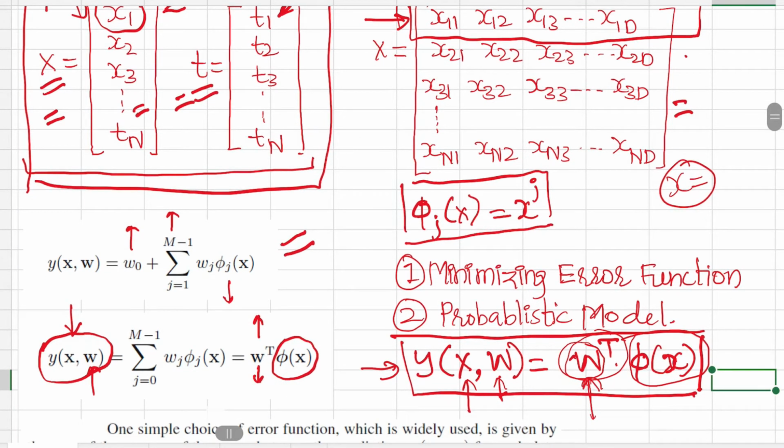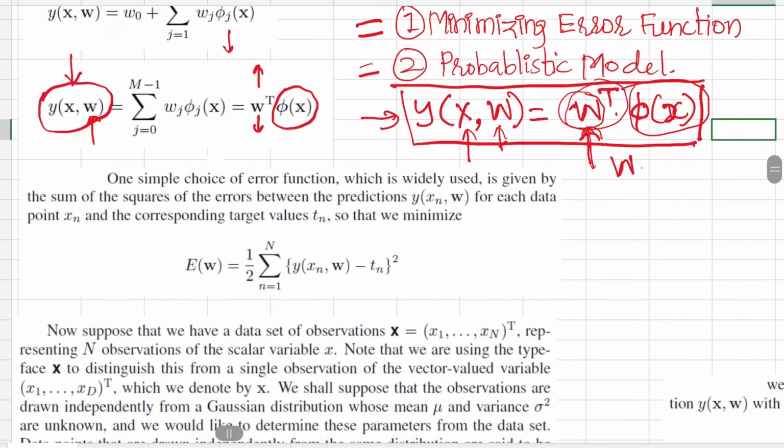So there are two different approaches to decide the perfect value of the unknown variable w. We have approach one, which is minimizing the error function. We will talk about it. And the second is the probabilistic model. So let's discuss the first approach, which is minimizing the error function.